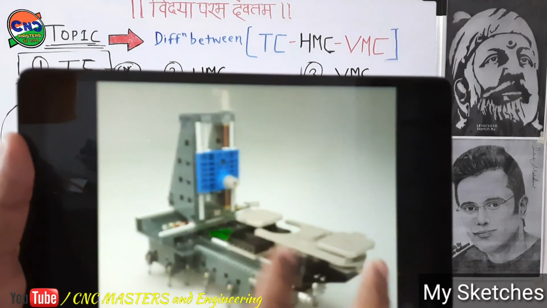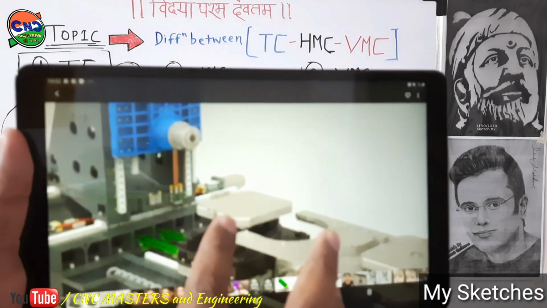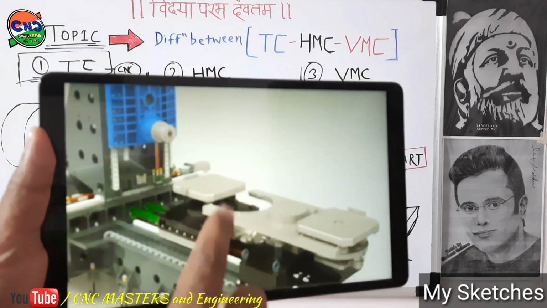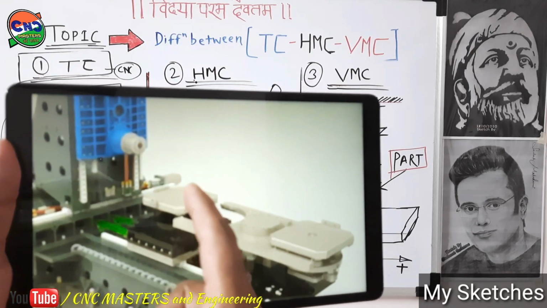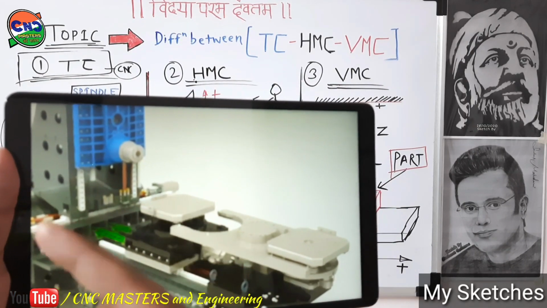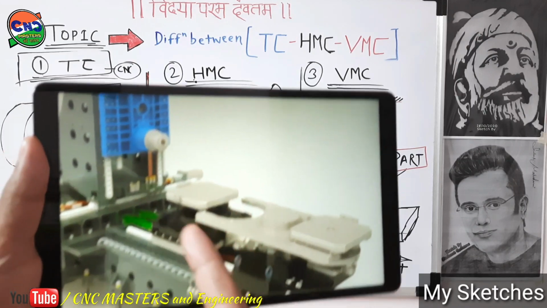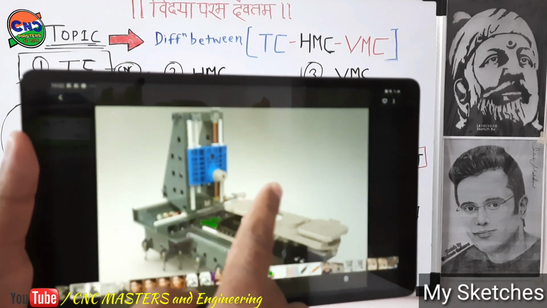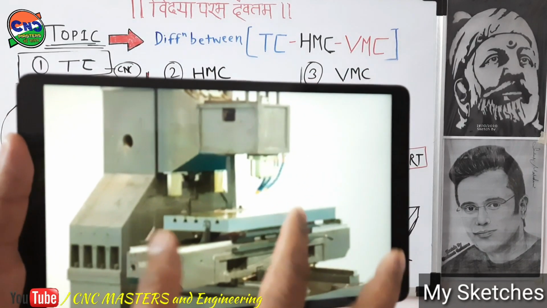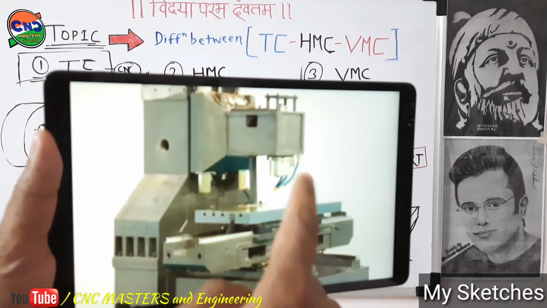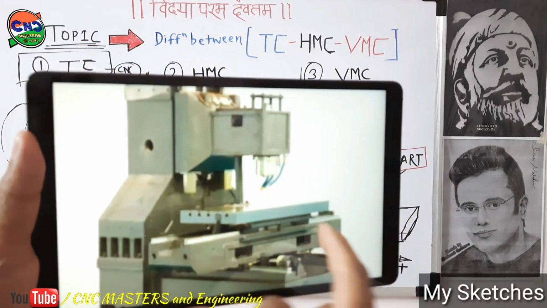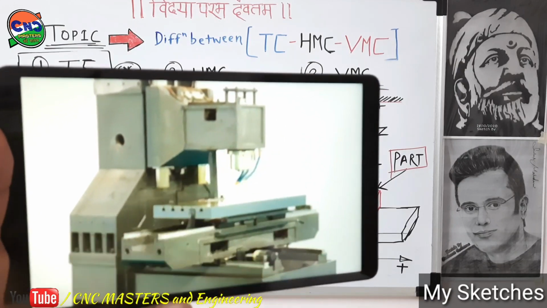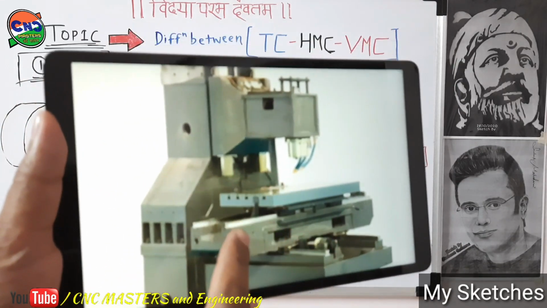Second, as you can see here, is the HMC machine. The spindle is horizontal, and this is a pallet. This pallet can move easily on four sides, and you can do machining on four sides. And this one is the VMC machine. The spindle is vertical. This is the pallet, X, then Y, and then this is Z.